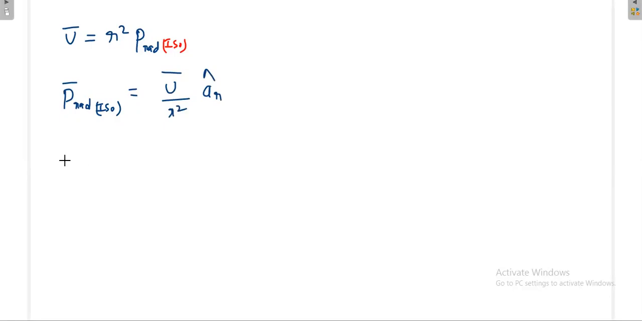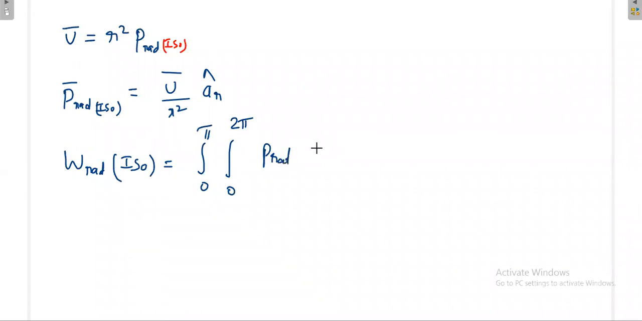Suppose I want to measure the total power radiated by the isotropic antenna. I will go by the regular procedure. The total power radiated by any antenna, or isotropic antenna: if it is isotropic, theta goes from 0 to pi because it radiates uniformly in all directions, and phi goes from 0 to 2 pi. And what is the power radiation density?